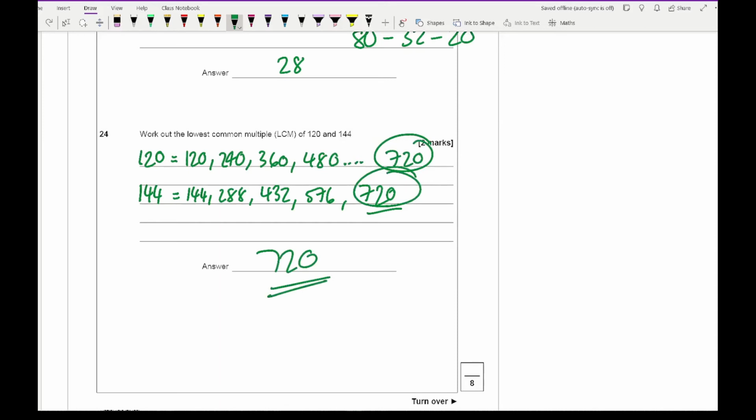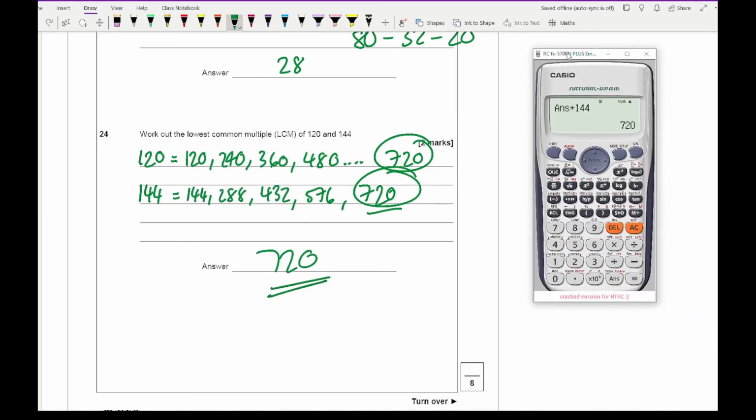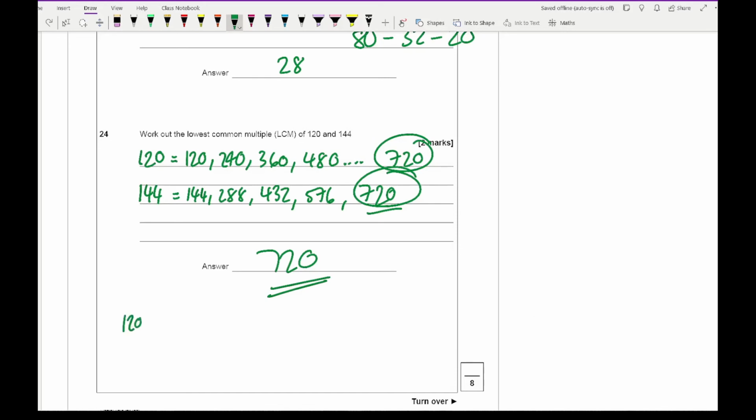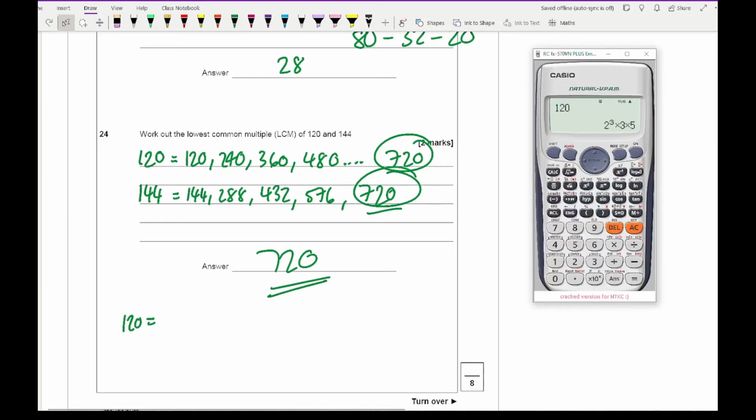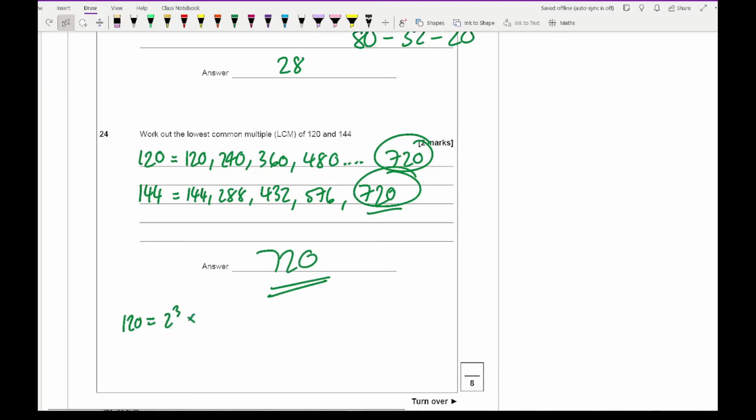Now you might find the product of their primes if you've got a calculator that's got a fact button. So for example, you can see on this particular calculator, if I enter 120, press equals, then press shift and fact, it gives you my number as a product of its primes. So here 120 equals 2 cubed times 3 times 5, or 2 times 2 times 2 times 3 times 5.